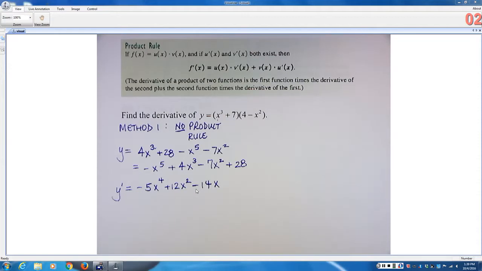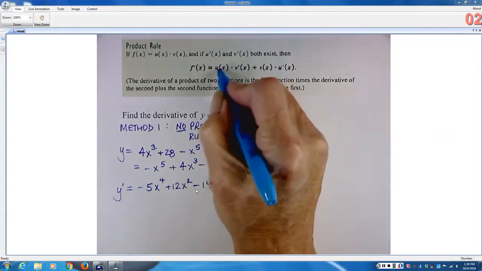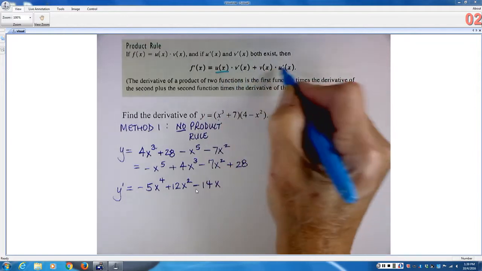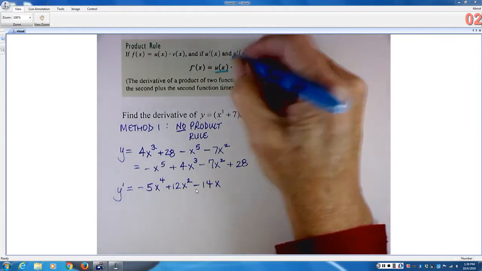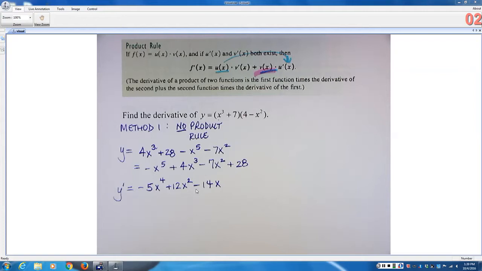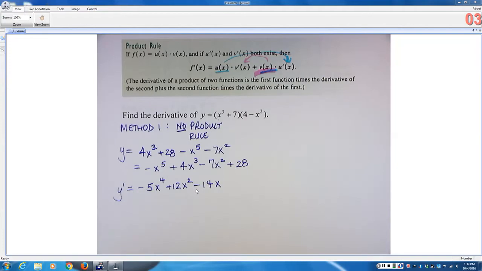So here's what we're going to do. This rule says that if your function is in fact a product of two different functions, u of x and v of x, what you do is you take the derivative of u of x and give it as a partner to v of x. And then you take the derivative of v of x and give it as a partner to u of x. And then you multiply it out and you add those together.